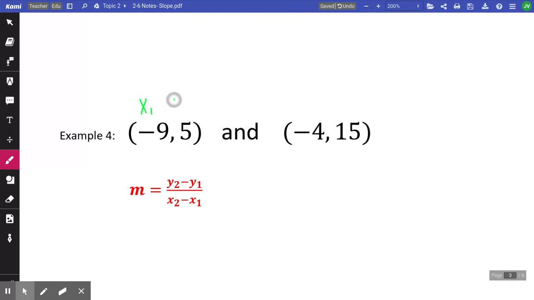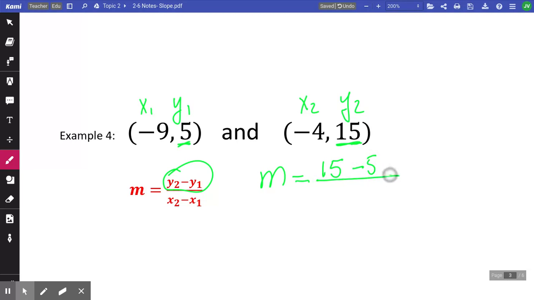Okay? And one more example. Again, x1, y1, x2, y2. And I'm going to apply this formula. All right, so m will be 15 minus 5. On the bottom, the x2 is negative 4. So I'm going to start with a negative 4 minus negative 9. So we got there 10. And on the bottom, we have positive 5. So 10 over 5 equals 2.